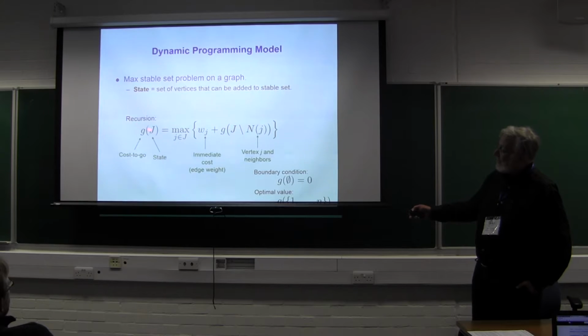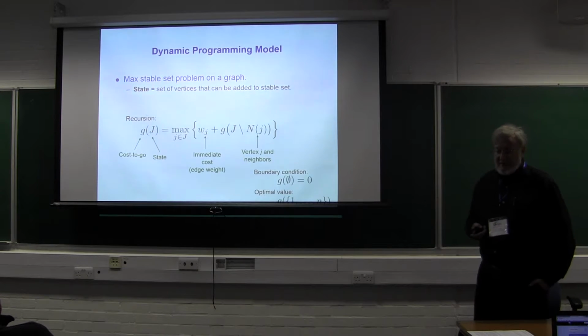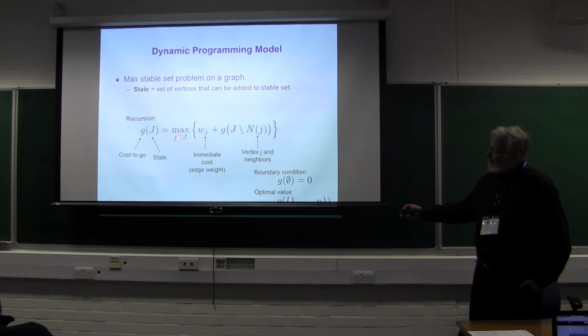So now you can solve the problem recursively, each stage, each level of the diagram. Given that you're at this state, you want to compute the maximum weight of a stable set, given that you have these vertices in the state. And what you do is just look at the possible vertices you can add next. You have a choice of these vertices that you can add to the stable set. These are the ones that are still available. So you add in the weight of that vertex, and then the cost to go.